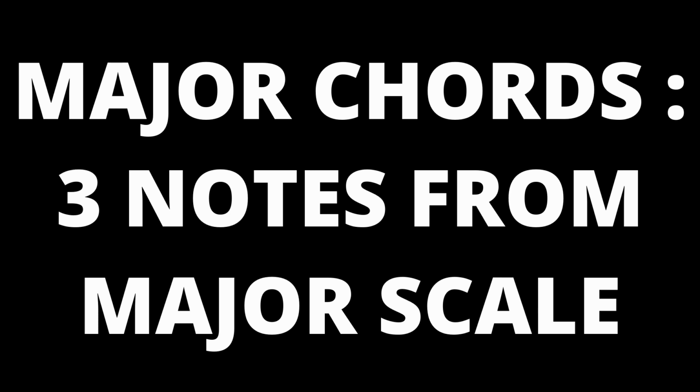Chords are created by using notes from a scale. The major chords are created with 3 notes from the major scale: first, third, and fifth. To create a dominant 7th chord, we take these 3 major chord notes and add a flat or minor 7th note from the major scale. A dominant ninth uses the dominant 7th chord notes and adds a 9th note from the major scale.